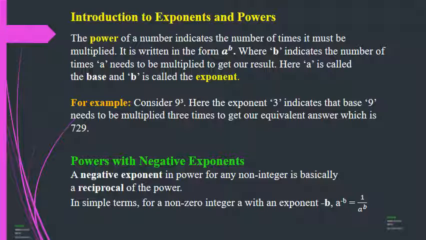After that there is power with negative exponents. Students, when we have a negative exponent, we express it as follows: when a is a base which has a negative exponent, we express that as 1 by a raised to the power b. So this is the notation for any negative exponent.